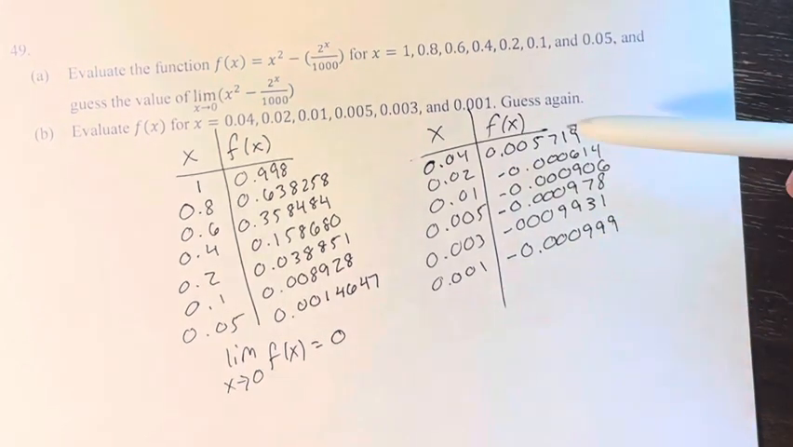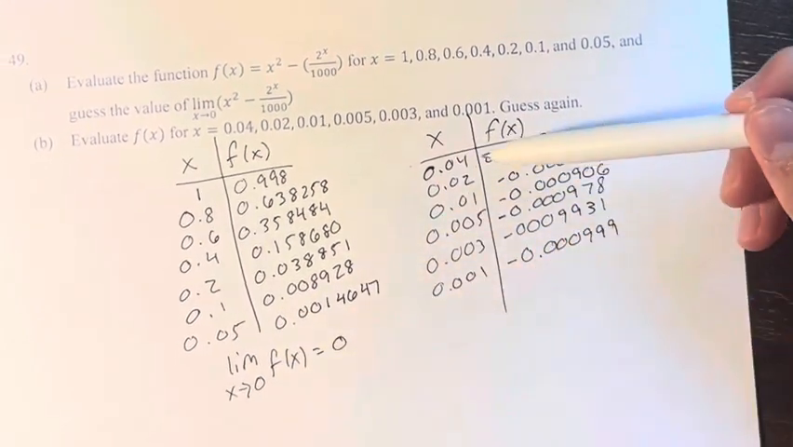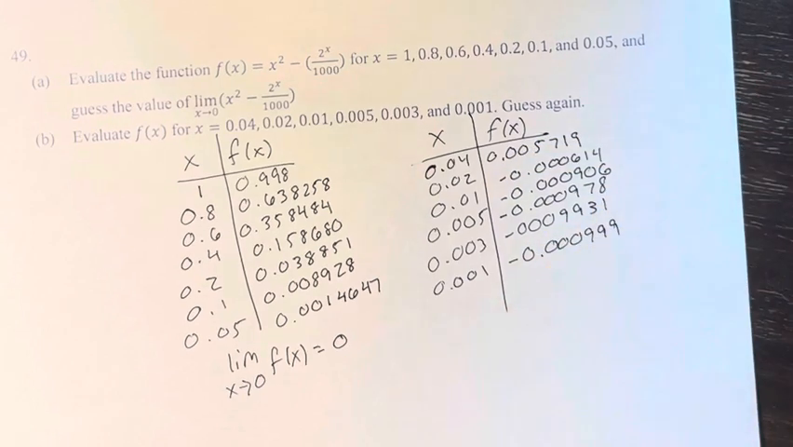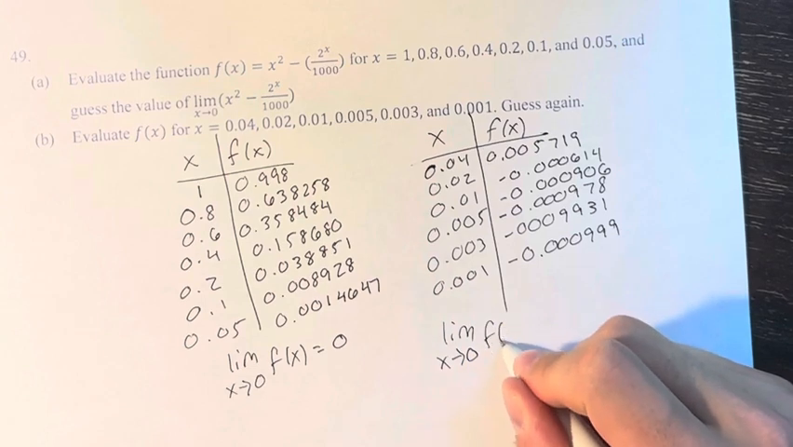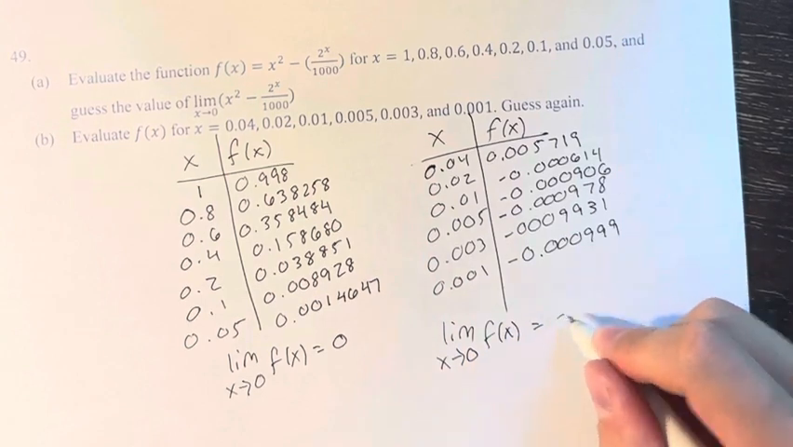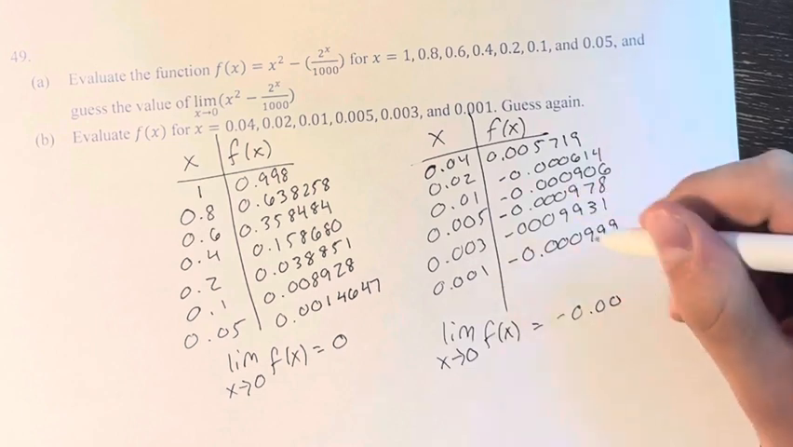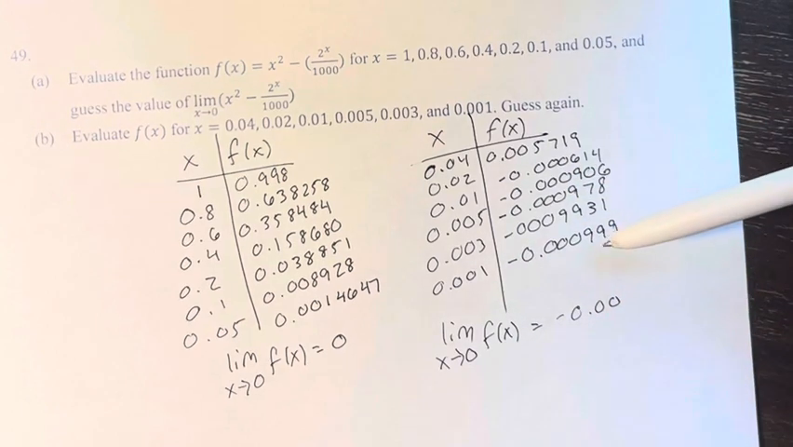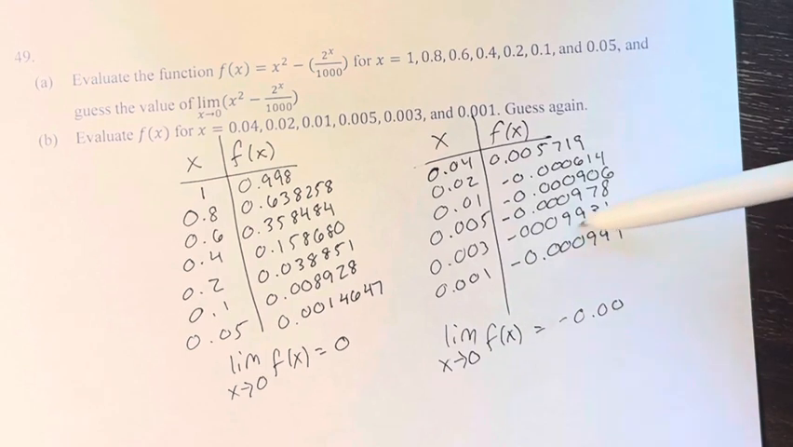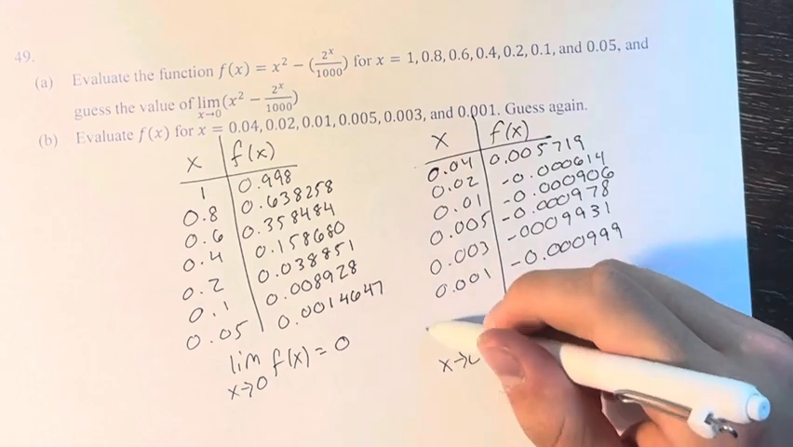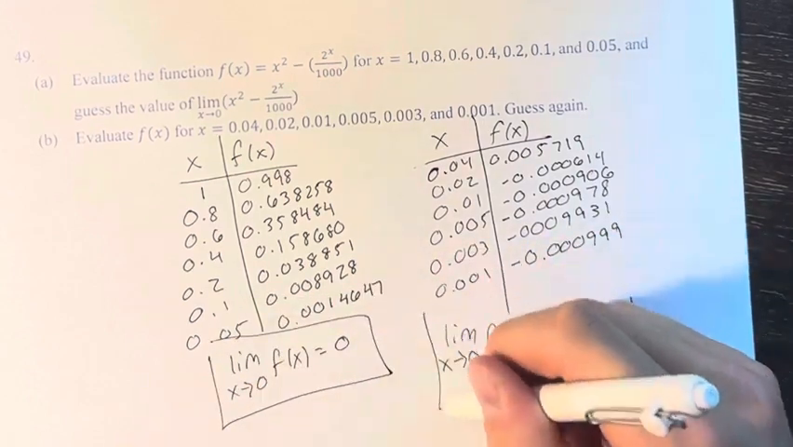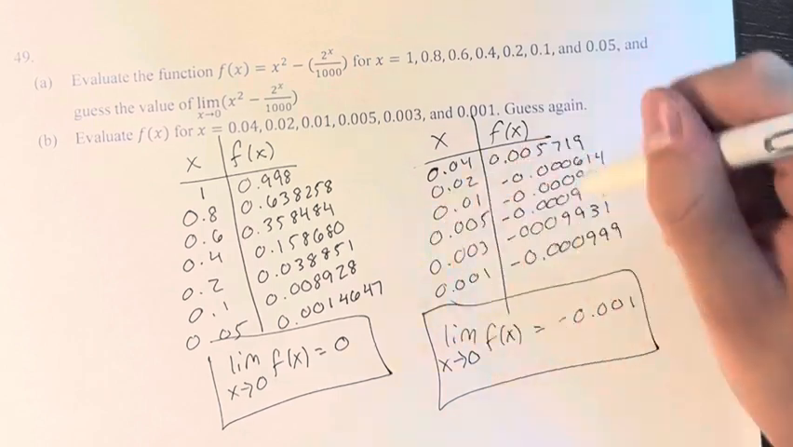And so we can see that it doesn't approach 0, it goes past 0 and instead approaches a separate point where the limit as x approaches 0 of f of x is equal to negative 0.00, and then we can see here it's approaching 0.000999. So we can round this up to 1 and say that the function approaches negative 0.001. So this is our original guess, and this is our updated guess based off of the new information.